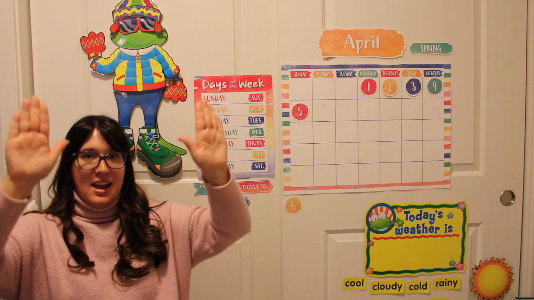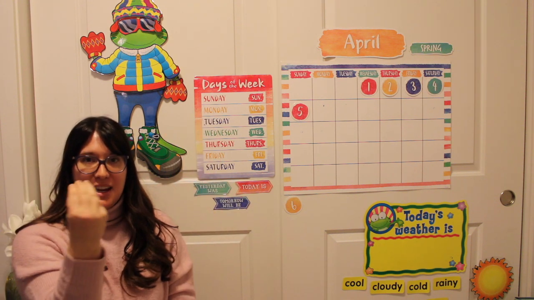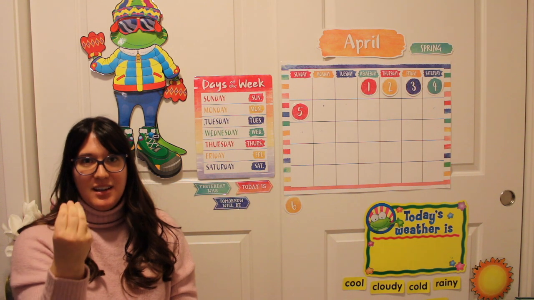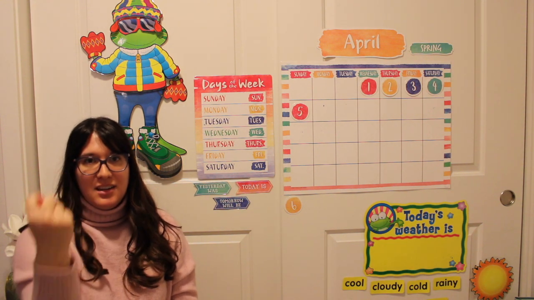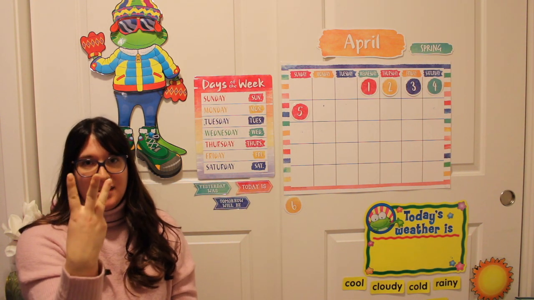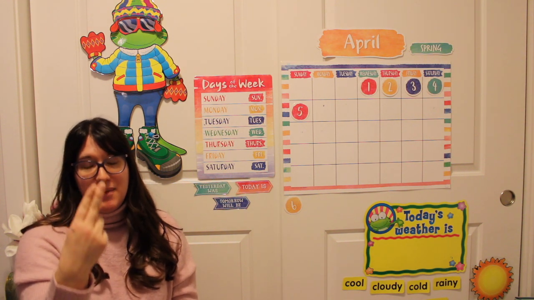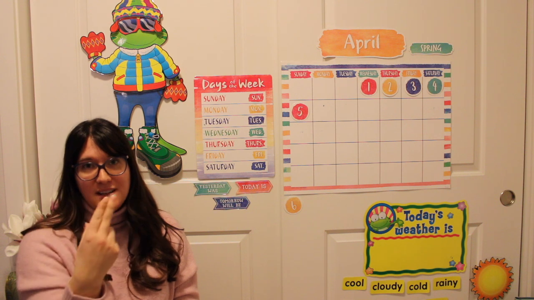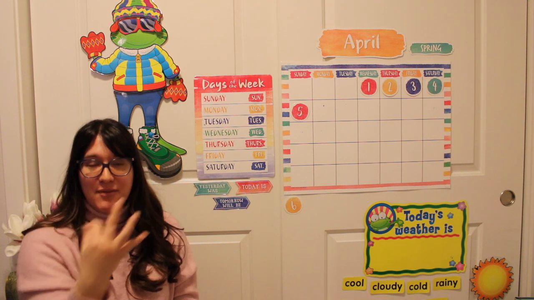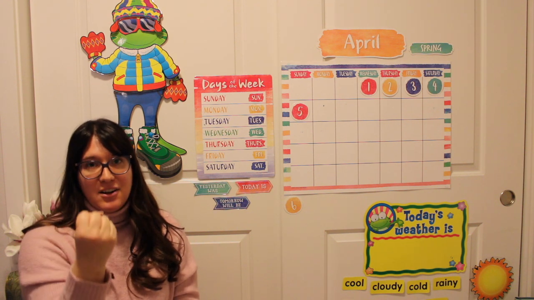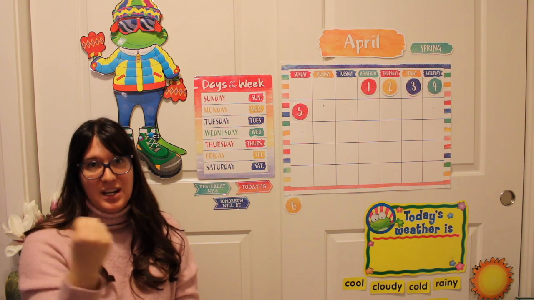So Sunday, Monday, make an M and just rotate your hand. Tuesday, make a T, rotate your hand. Wednesday, make a W, rotate your hand. Thursday, make an H, rotate your hand. Friday, make an F, rotate your hand, and Saturday, make an S, and rotate your hand.